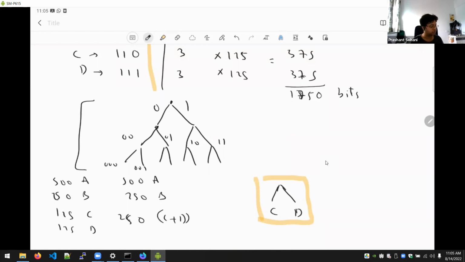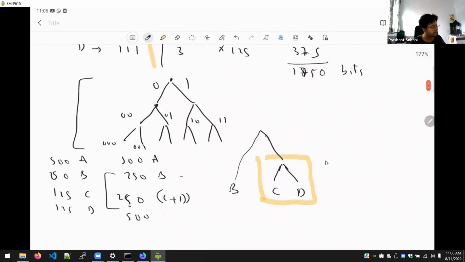And I can keep repeating this process. Now, what do you see? What are these occurring events? B and C plus D. So as a next step, I have to connect these two together like this. And so now at the last step, I'll have 500 times A and 500 times this B plus C plus D. So therefore, I connect them like this. So this is how I can build a tree.